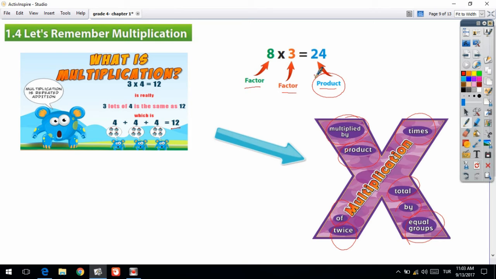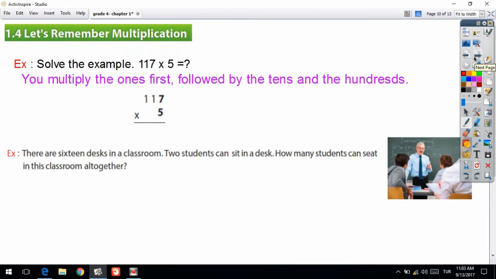Okay, let's continue. There is an example about 117 times 5. We have a rule to multiply. There is a note: multiply the ones first, followed by the tens and the hundreds. So I will multiply the number by ones, later tens, later hundreds.